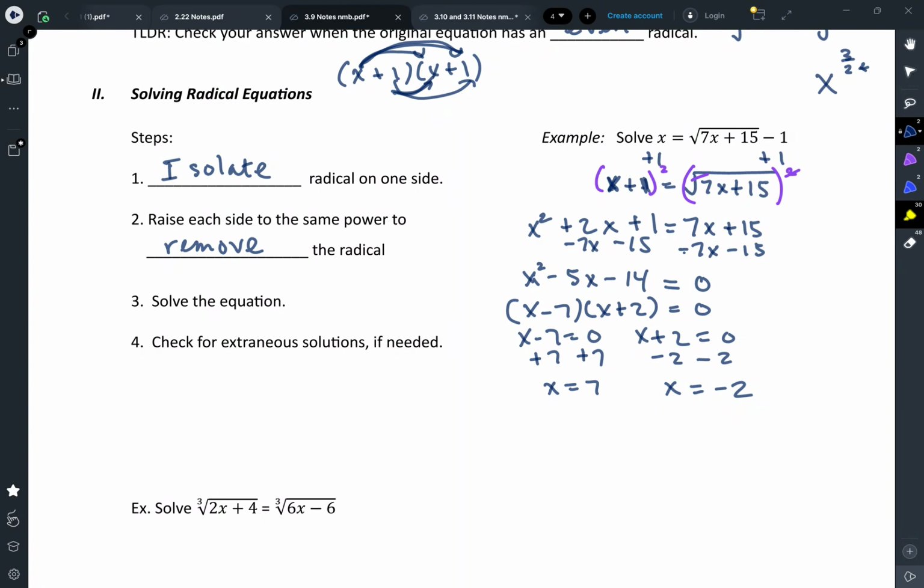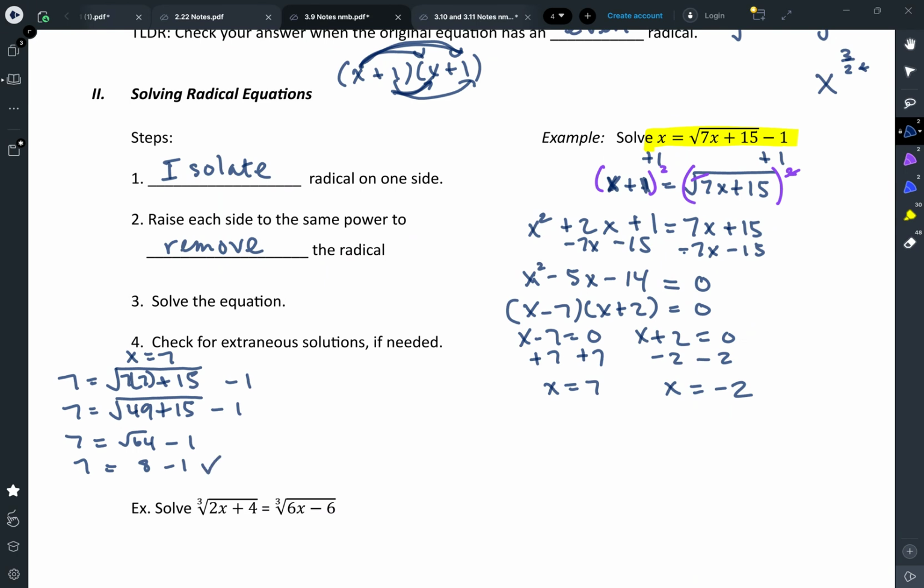First I'm going to check x equals 7. So that means 7 goes into my original equation. This is my original equation. I can't even move the 1 over. It's got to look exactly like that. So I'm going to write 7 equals the square root of 7 times 7 plus 15 minus 1. So this is going to be 49 plus 15. 49 plus 15 is the square root of 64. So 7 equals 8 minus 1. Check. That one definitely works.